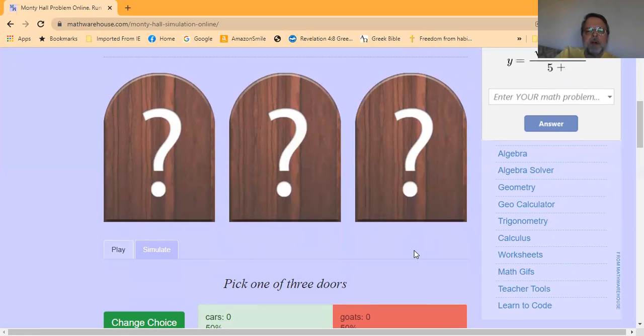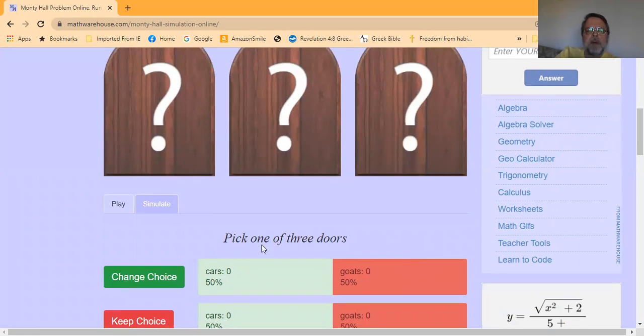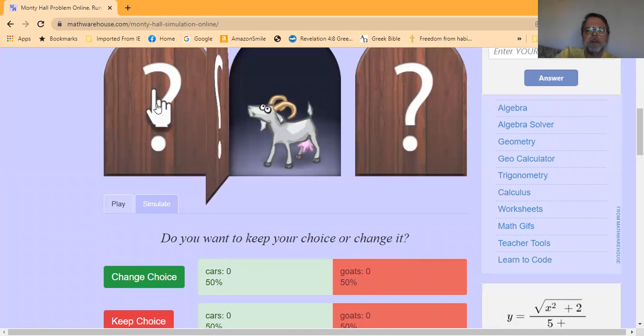To play the game, we start by picking one of the three doors. Let me go ahead and pick door number one. When I pick door number one and click on it, the way the game works is that Monty Hall opens up one of the other two doors. And he shows me door number two has a goat behind it. Now, do I keep my choice or do I change it?